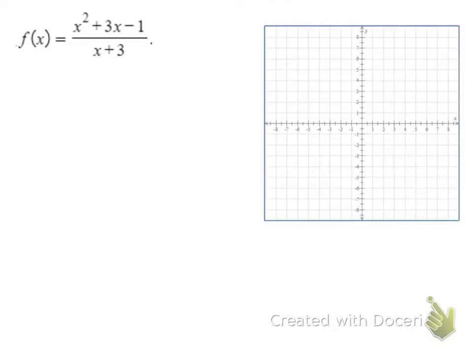First, we start with the vertical asymptote. Again, vertical asymptotes are restrictions on the denominator, so this will occur at x equals negative 3. And we will put that dashed line here.